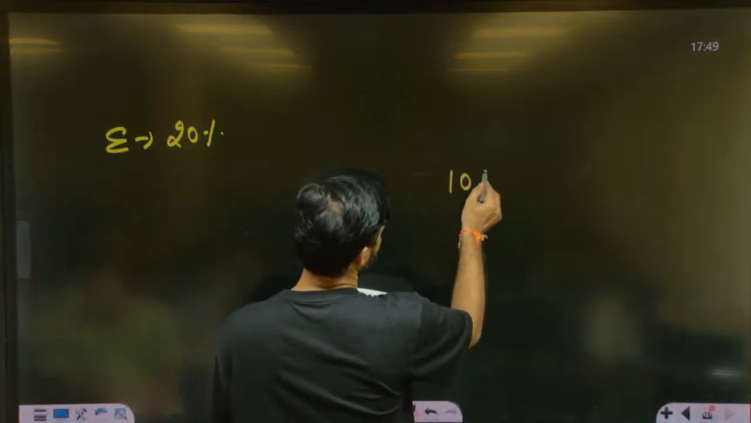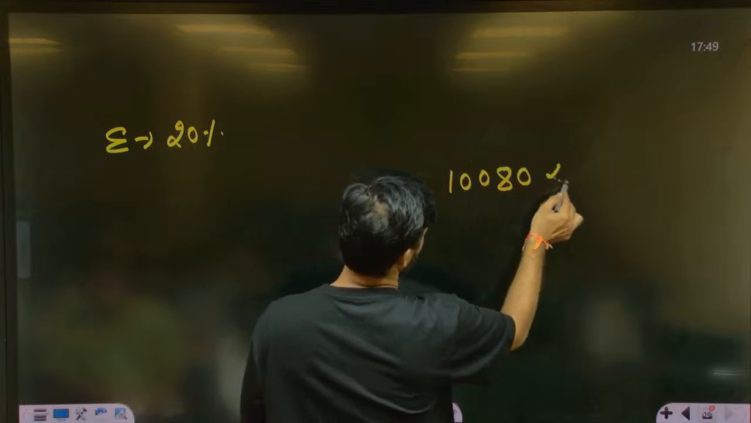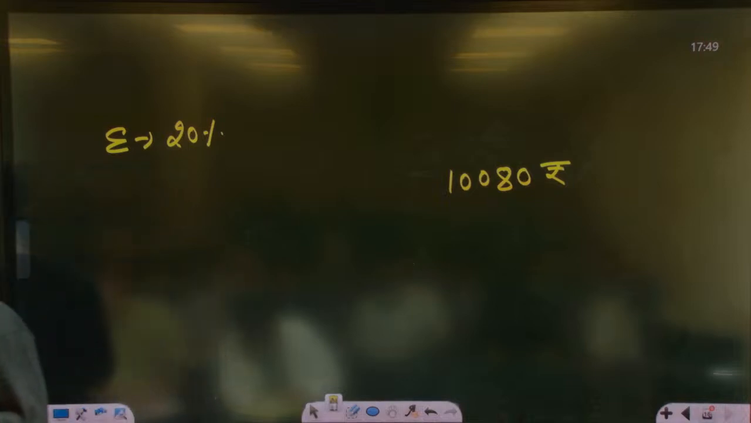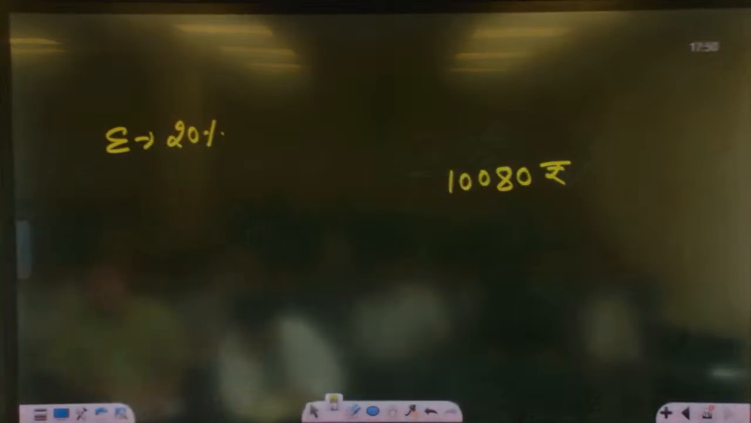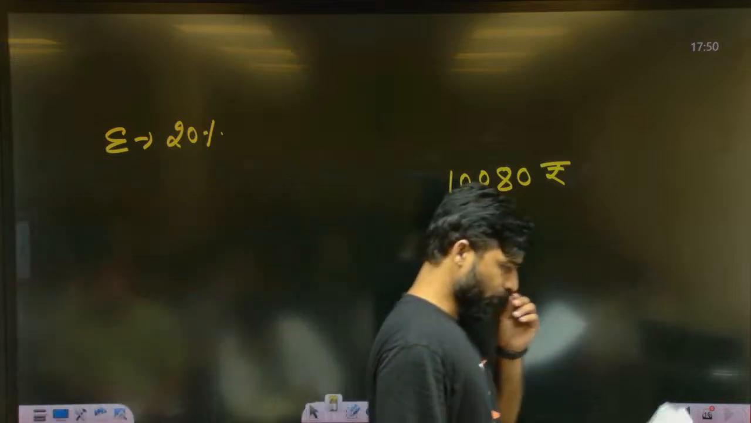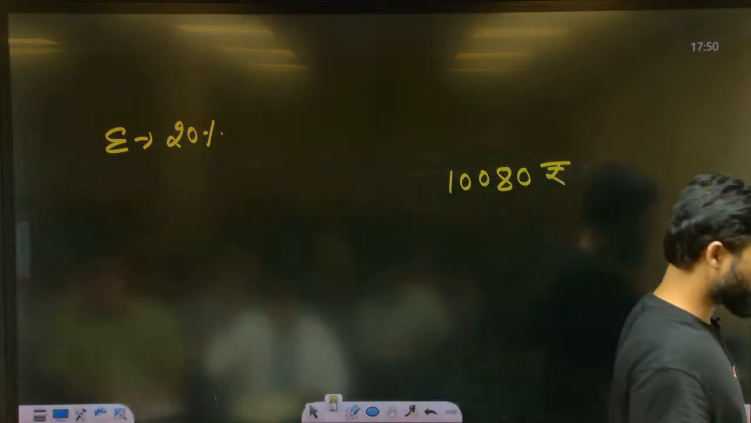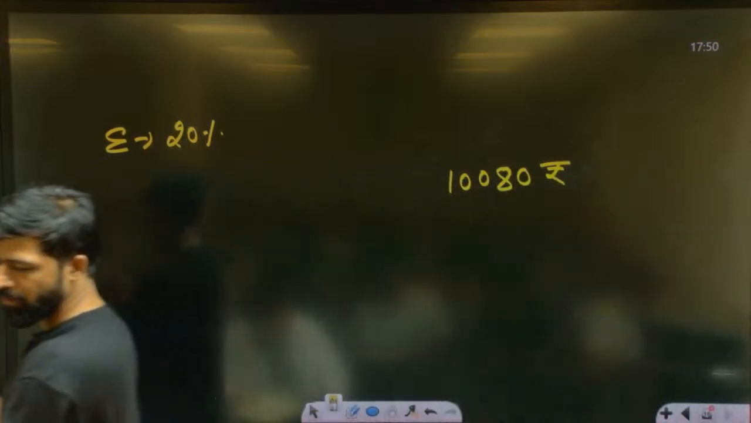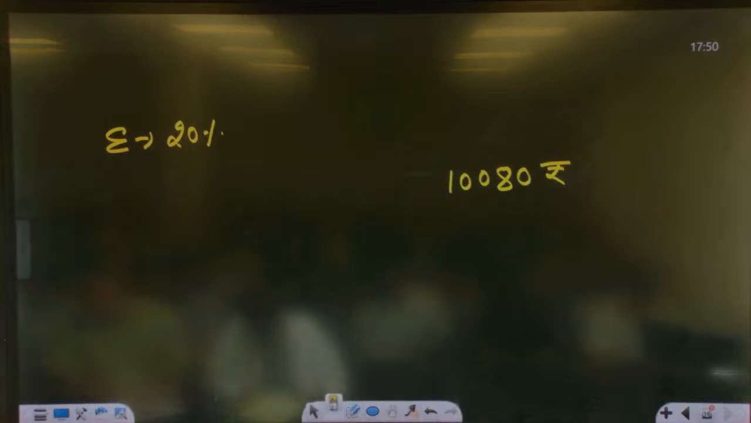He is left with 10,080 rupees. Find the total income of the person. Sorry, find the total wealth of the person. This is the same. Find the total wealth of the person.